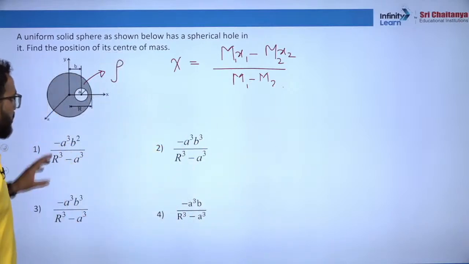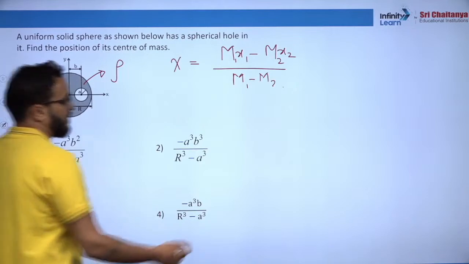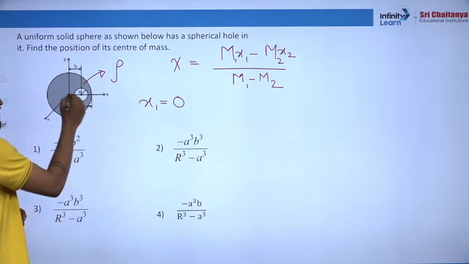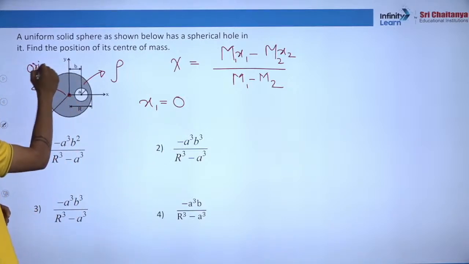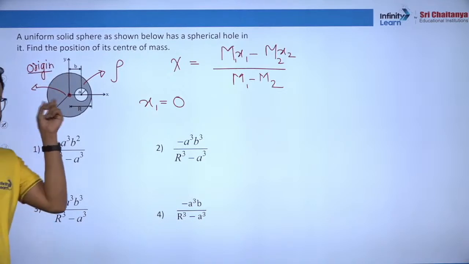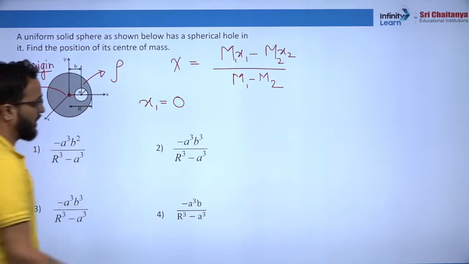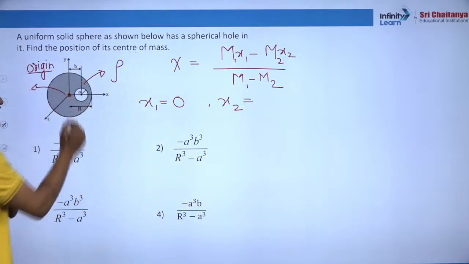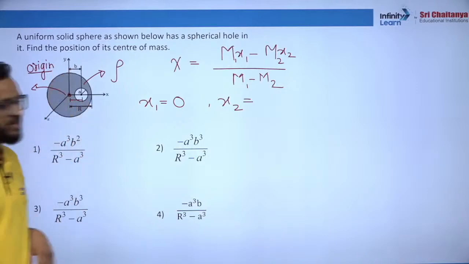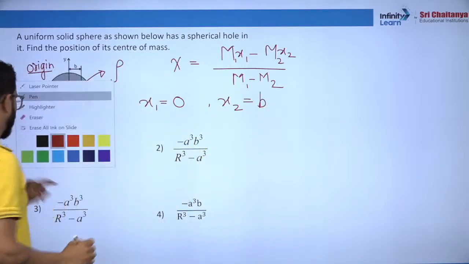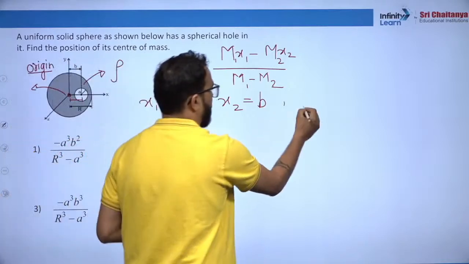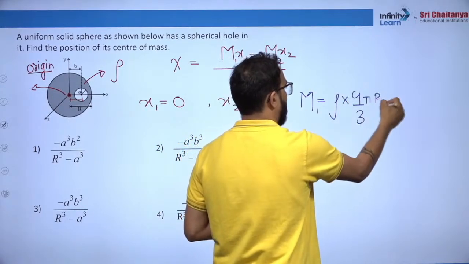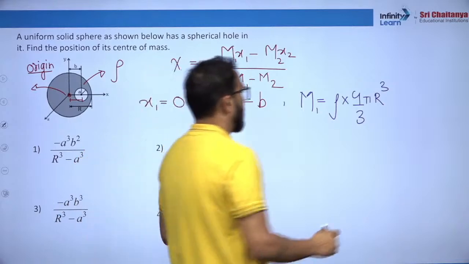Are you understanding? So technically let us say that x1 is 0, that means this is origin, right? So this is the point of center of mass of the original sphere before, right? Now what is x2? If this is origin, from here x2 will be this distance and this distance is b, right? Now let's move on. What will be m1? So you will say, sir, m1 will be rho into 4 by 3 pi r cube, right? And what is going to be m2?